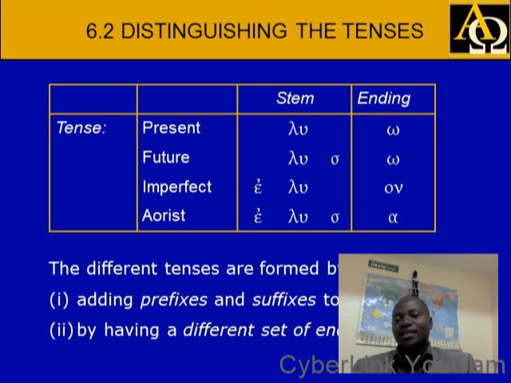Present means it's either process or undefined. Future is undefined. Imperfect is process in the past, and aorist is undefined in the past. So that's the meaning of these tenses.